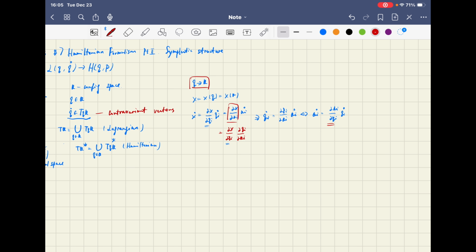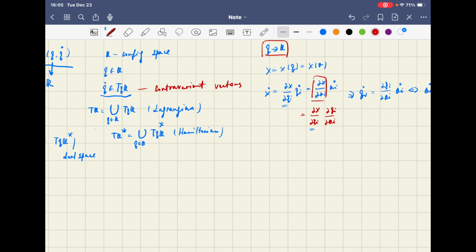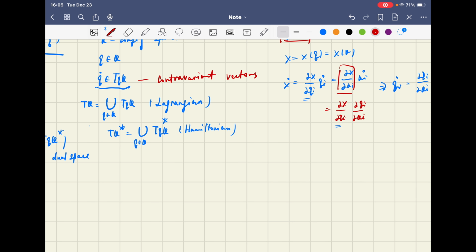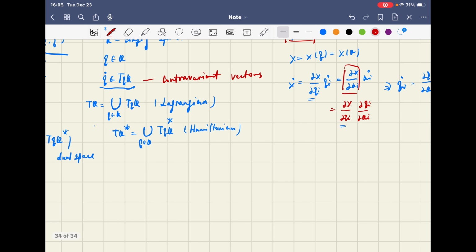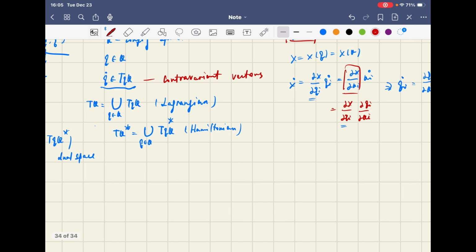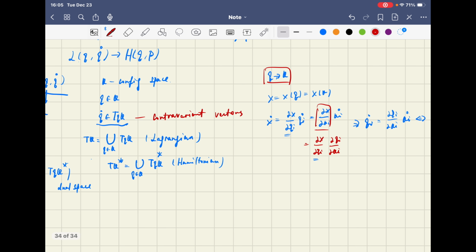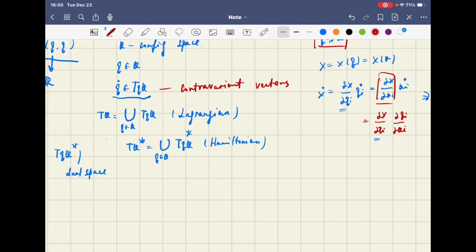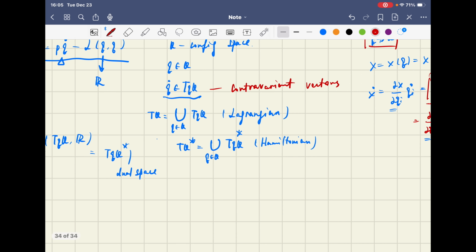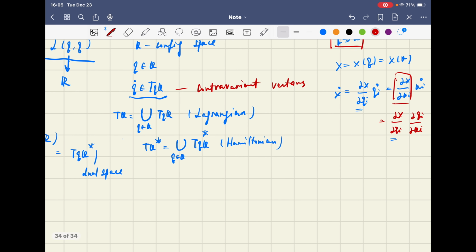The opposite of contravariant is called covariant, and covariant vectors live in the dual space of the space we just talked about. In this example we used generalized velocity, which lives in TQ. So the dual space of TQ is TQ star, which we just mentioned, and that's where momentum lives. So momenta are the covariant vectors, and we call them covectors for short.